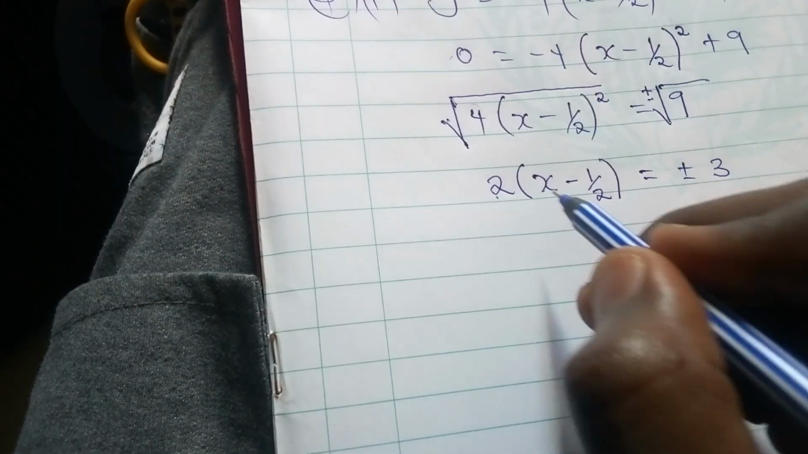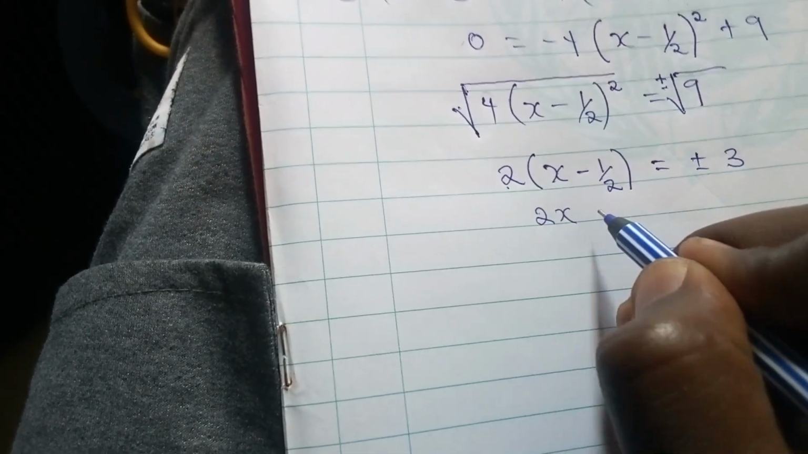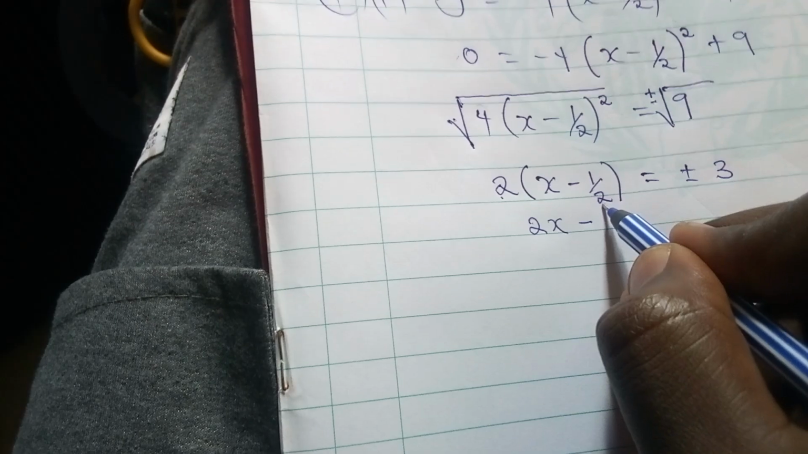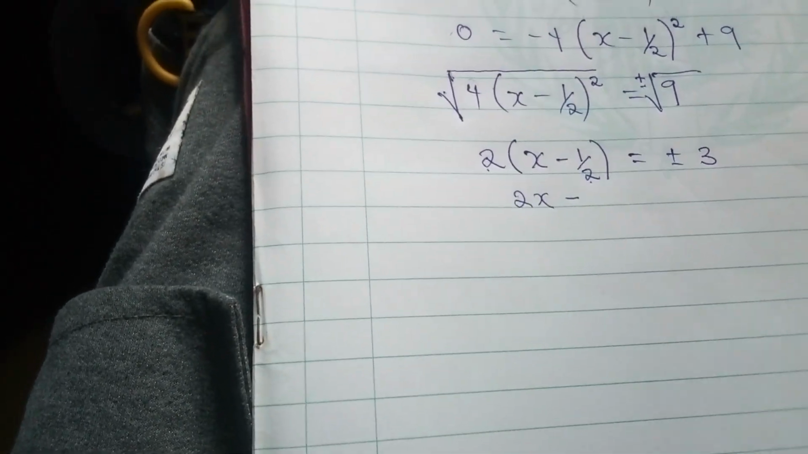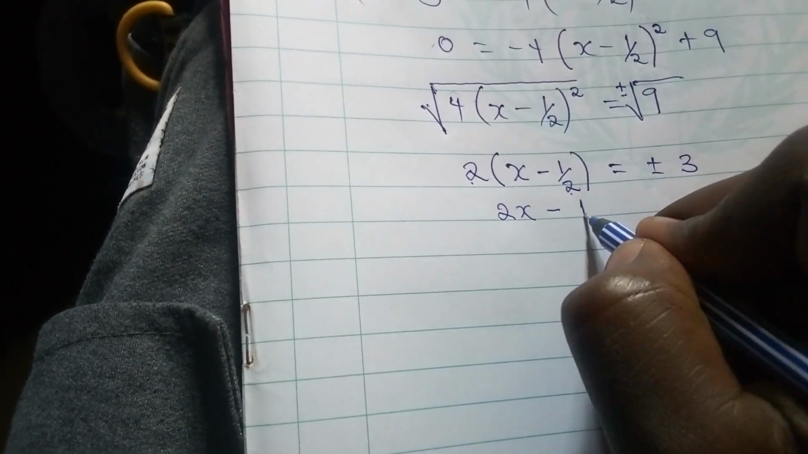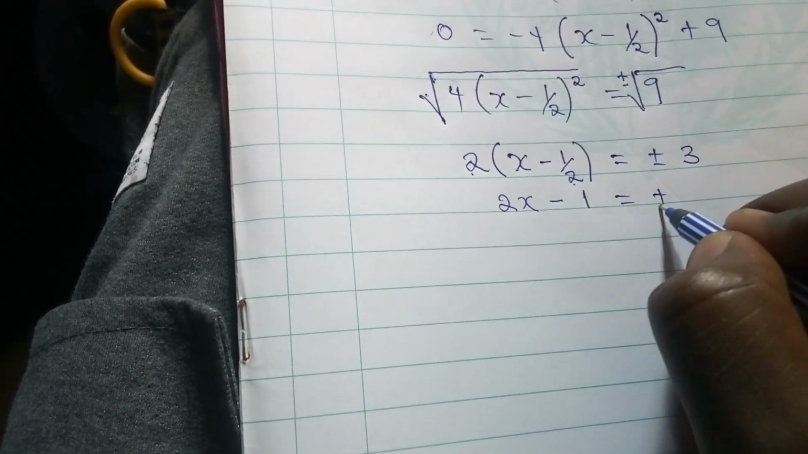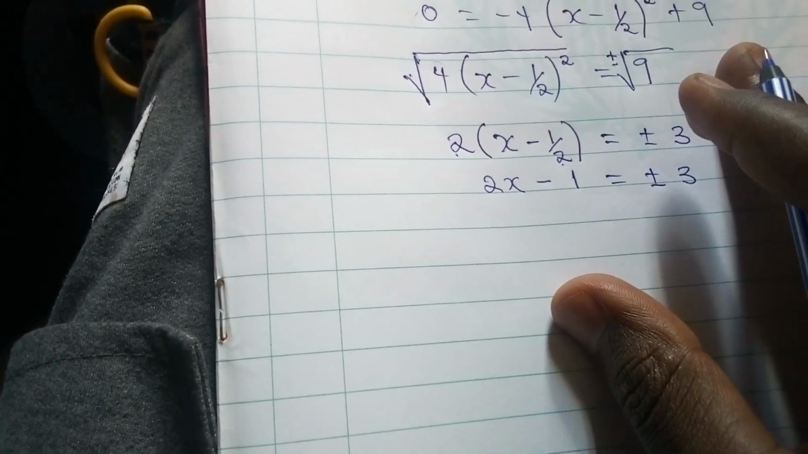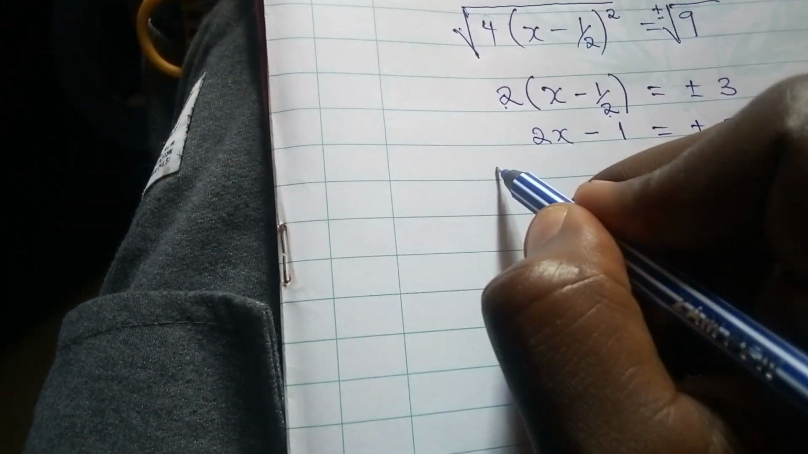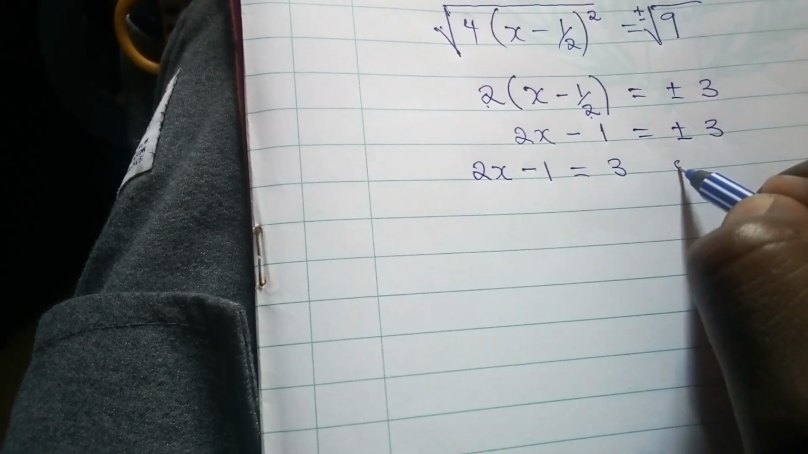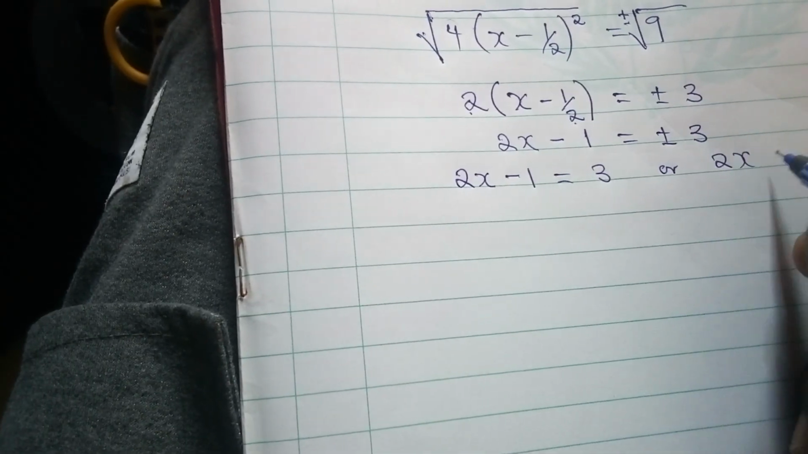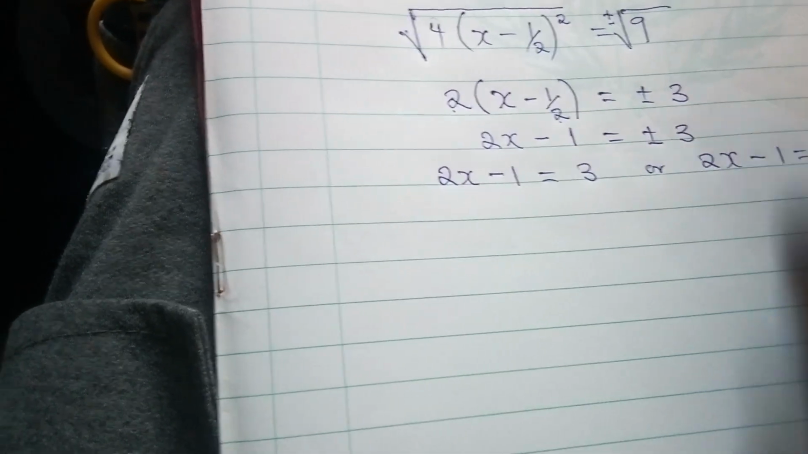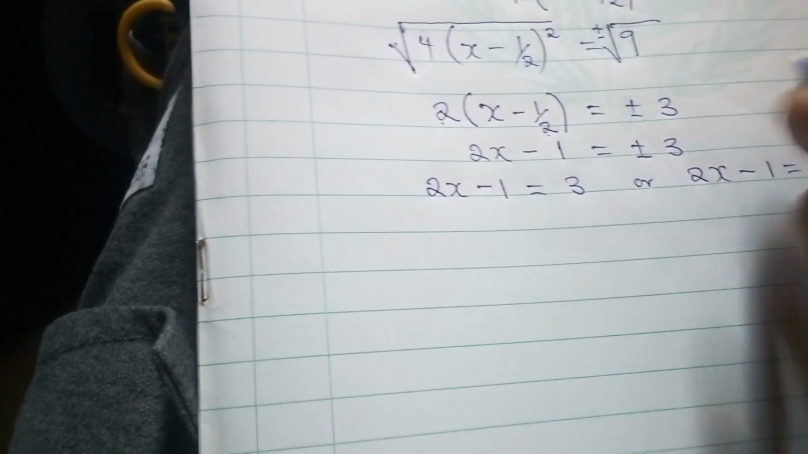So 2 times x, we are going to obtain 2x minus 2, and 2 and 2 are going to divide themselves. So we are going to remain with 2x minus 1 is equal to positive or negative 3. From there we are going to find the values. So that is 2x minus 1 is equal to positive 3, or 2x minus 1 is equal to what? Negative 3.